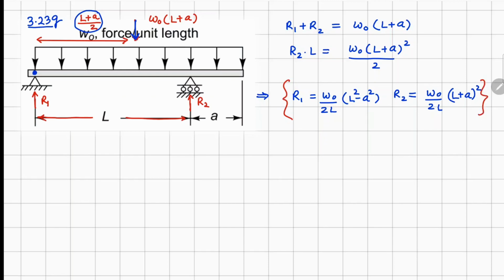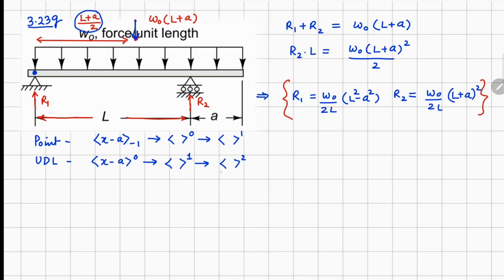Now looking at this beam, we have a point load and then we have a UDL. So for the point load we are going to use (x minus a) to the power minus 1, and for the UDL (x minus a) to the power 0. In terms of integration, this will become power 0 after one integration and power 1 after the second integration, and this right here will become power 1 after one integration and power 2 divided by 2 after the second integration. So now we can write down the intensity function.